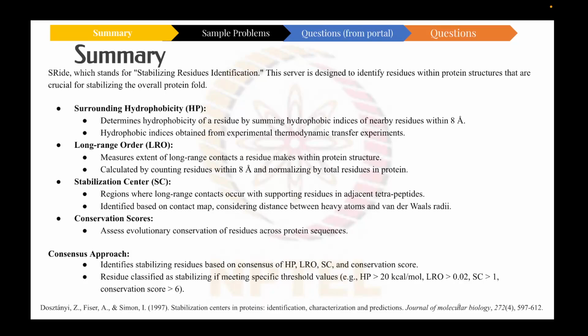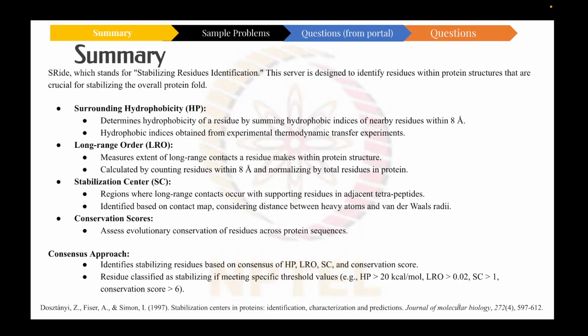Then we have stabilizing center. These are regions within the protein structure where long range contacts occur and supporting residues are present in adjacent tetrapeptides. Residues involved in stabilizing centers are identified based on the contact map of a protein, where residues are considered to be in contact if the distance between their heavy atoms is less than the sum of the van der Waals radii plus 1 angstrom.